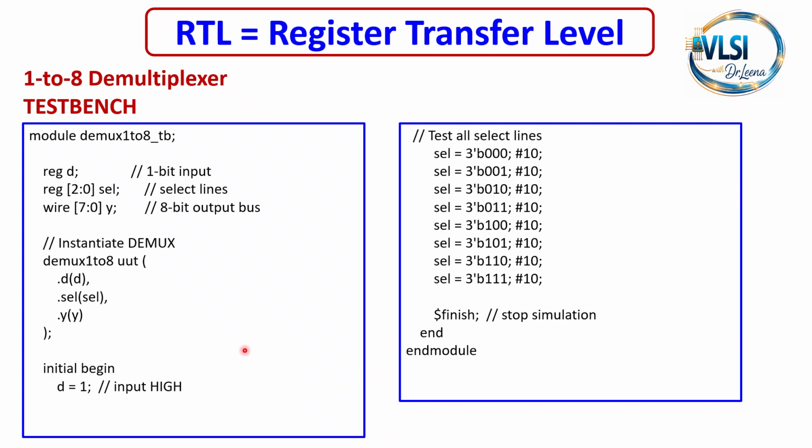So this is the test bench. Here it first assigns the inputs and outputs using reg and wires, and then it instantiates the RTL code into the test bench, and then in the initial block it makes the input D equal to 1, that is, it makes it high, and then it checks all the test cases, and finally it ends the operation. So this is the RTL code. Now let's see how the output waveform is.